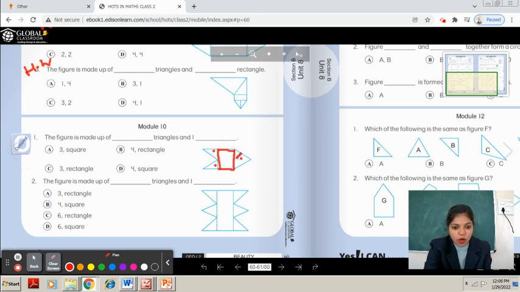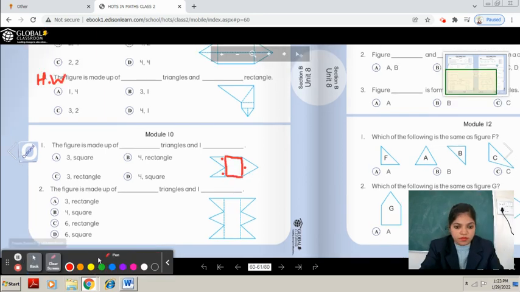So in this figure, how many triangles? Yes, 3 triangles. Very good. And so students, how many triangles in it? 1, 2 and 3. And one dash, one rectangle. So which option is right? Option C. So we will tick on option C. Is it clear? Now the second question, the figure is made up of dash triangles and one dash. So this is your homework.